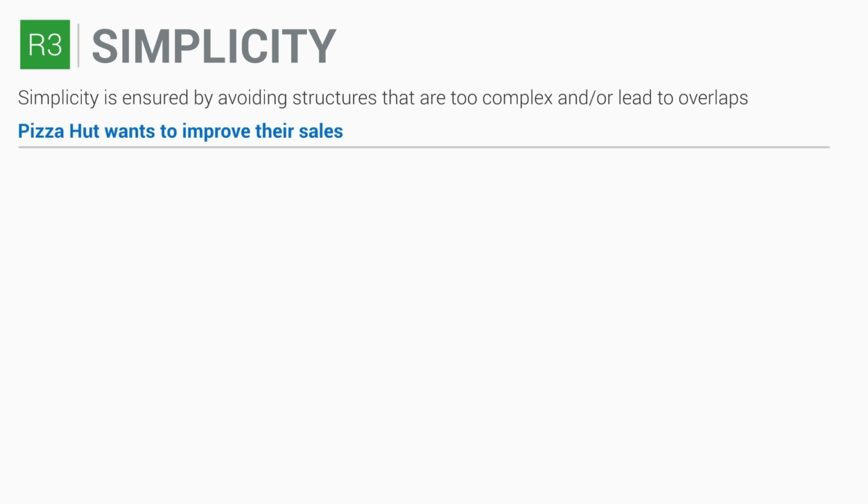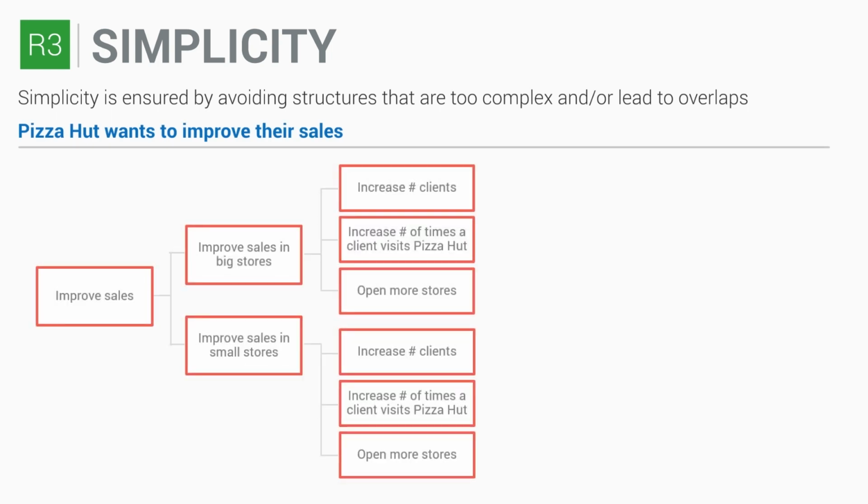Pizza Hut wants to improve their sales. The main issue here is improvement in sales. One way to break this down would be to segment it into improvement in sales from big stores and improvement in sales from small stores. Each of these nodes can be further broken into increase in number of clients, increase in the number of times a client visits Pizza Hut, and opening more stores.